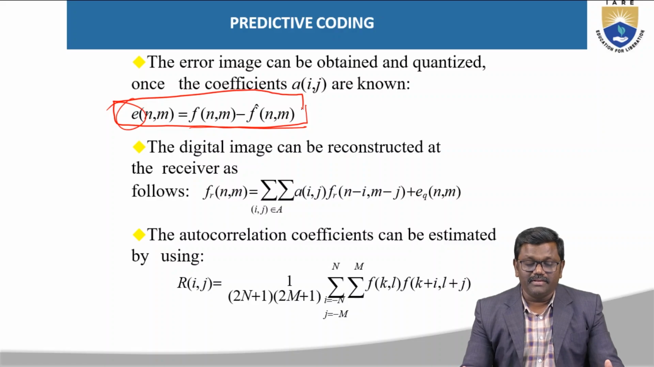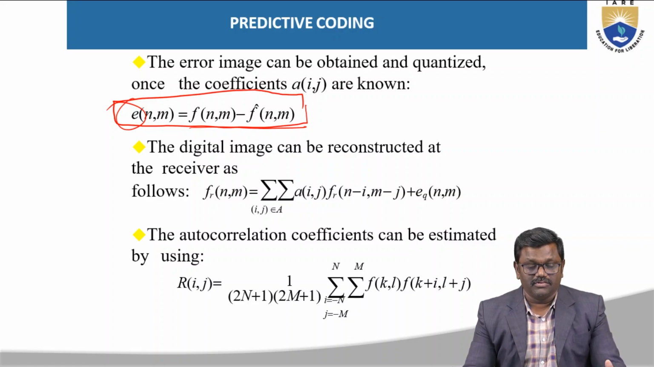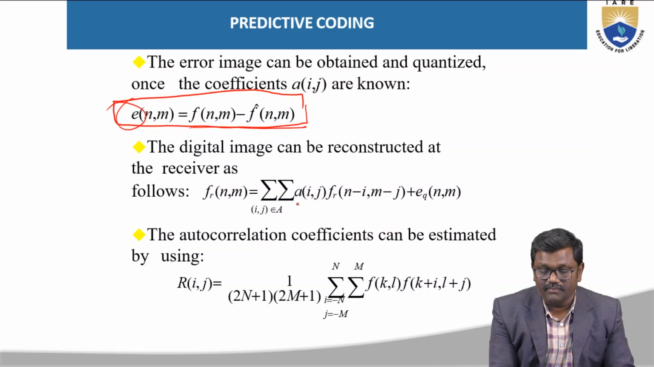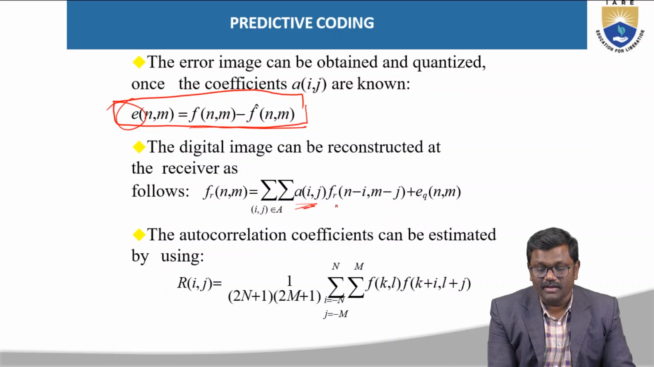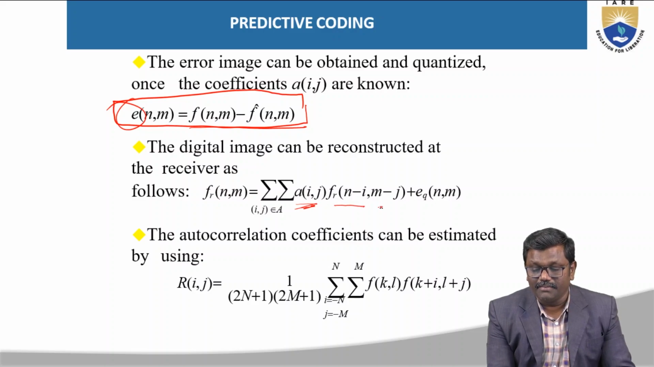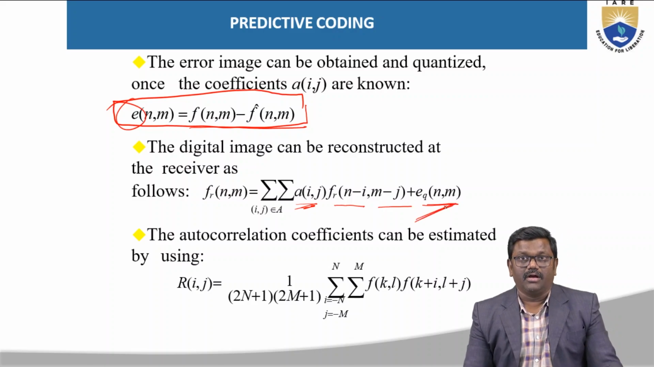So the digital image can be reconstructed at the receiver as follows. That is f(r) of n comma m is the sum of alpha of i comma j values times f(r) of n minus i, m minus j, plus e_q of n comma m. The values are varying based on the variation, which we call correlation.